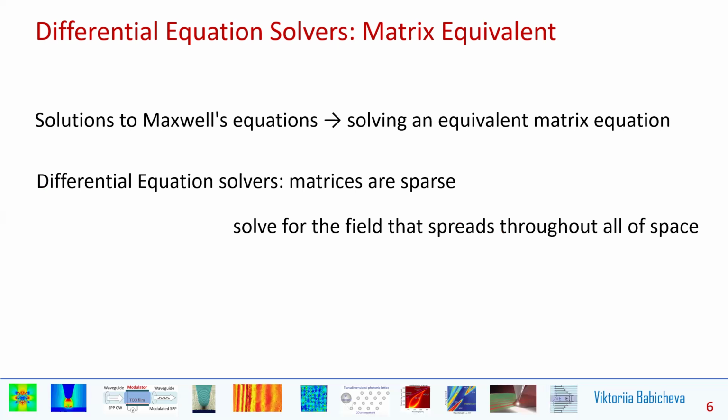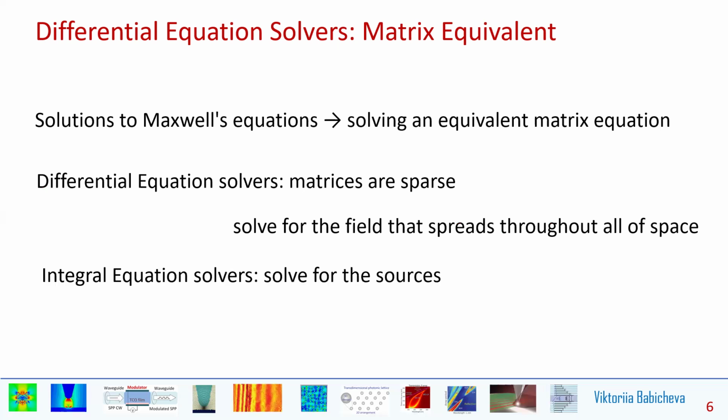In a differential equation solver, we solve for the field that spreads throughout all of the space. And in contrast, in an integral equation solver, we solve for the sources. So for surface scattering phenomena, the equivalent currents reside on the surface or at the interface between regions. We effectively reduce the dimensionality of the problem.